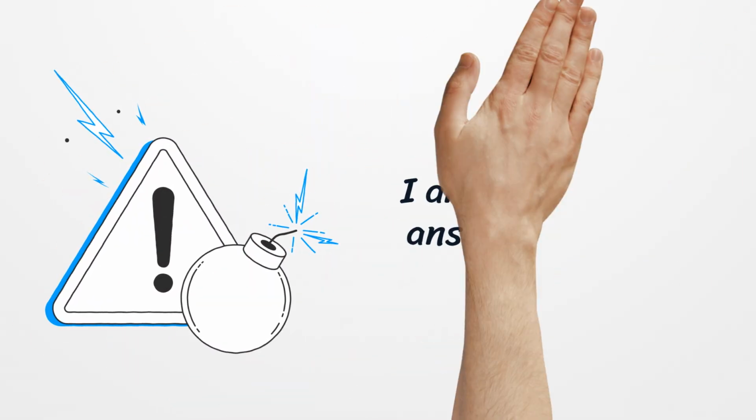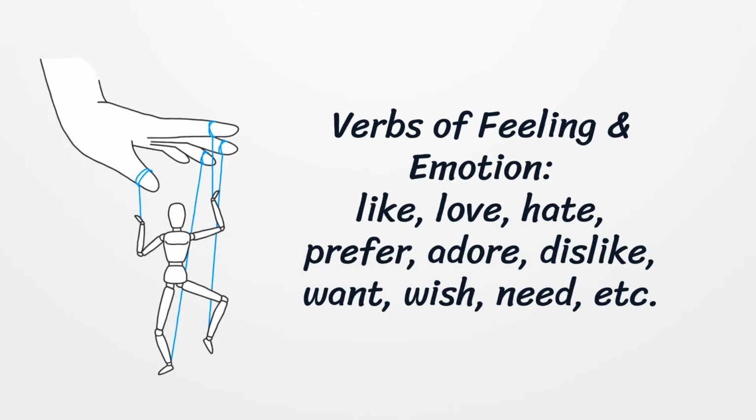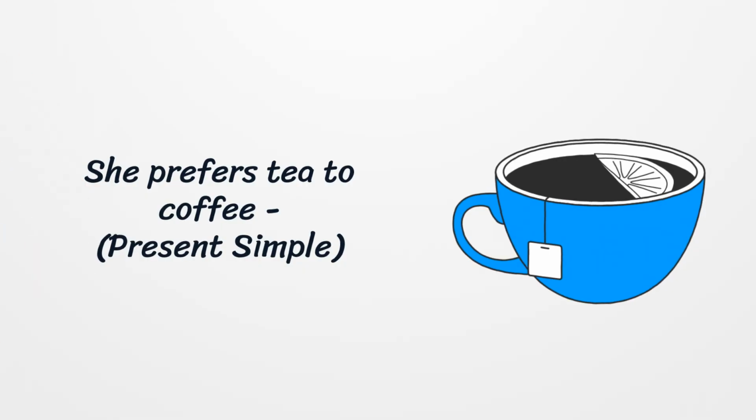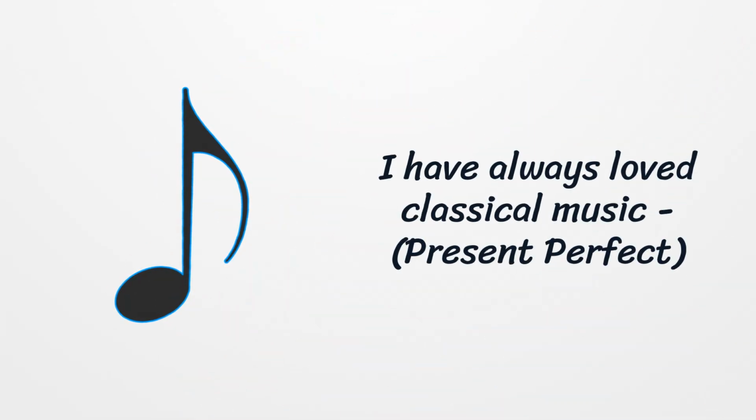Verbs of feeling and emotion: like, love, hate, prefer, adore, dislike, want, wish, need. She prefers tea to coffee. Present simple. We would never say, I am preferring tea. I have always loved classical music. Present perfect, a state held throughout my life until now.